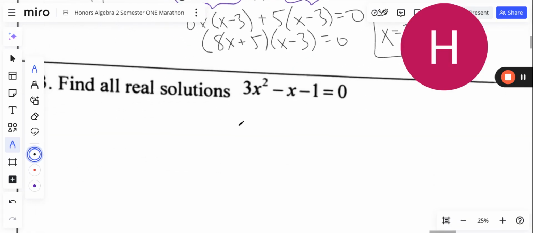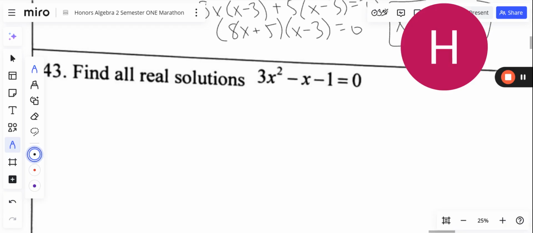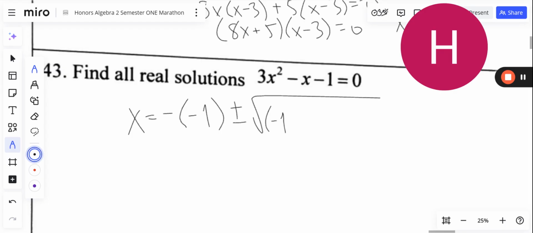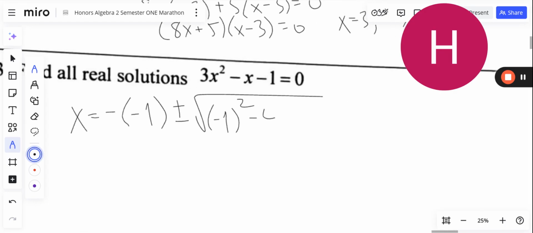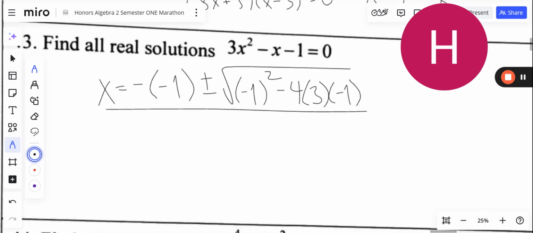Find all real solutions here. Well, let's see if this factors. I don't suspect that it does, but do we have two numbers that multiply to negative 3 and combine together to negative 1? Not nice numbers, so we'll have to bust out the old quadratic formula. Our b value is negative 1. Be careful of that. Negative b means negative 1. B squared minus 4 times 3 times negative 1. Okay, that guarantees I have a positive inside, all over 2 times a.